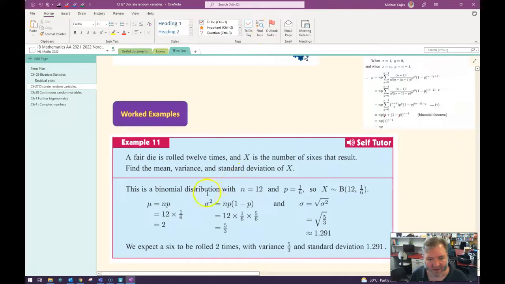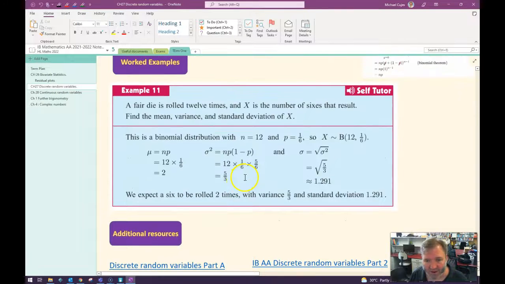What about the variance? The variance, I'm going to take 12, the number of trials. Probability of a success was 1/6. Probability of not getting a 6, a failure, is 5/6. Multiply those together. There's my variance. How do I find the standard deviation? I square root that result. Square root of 5 over 3, 5 root 3 over 3, or approximately 1.291.